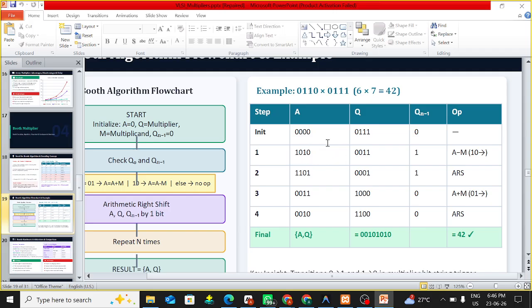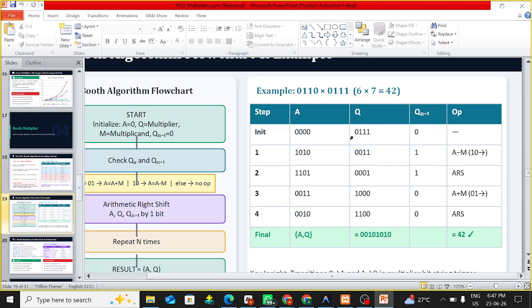and I have my Q as this. Okay. 0, 1, 1, 1, and Qn minus 1 is 0. Okay. Now I have this. What are the things I have after doing the operation? After checking Q and Qn minus 1, based on checking the transition, if you have a transition, then you need to do the operation. After the operation, you have A as this value, Q as this value, and Qn minus 1 this value.